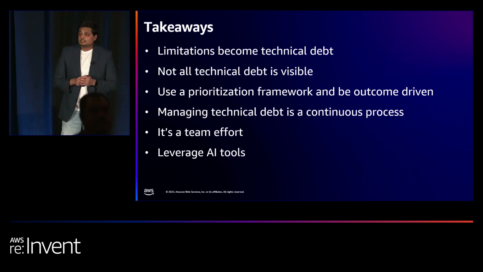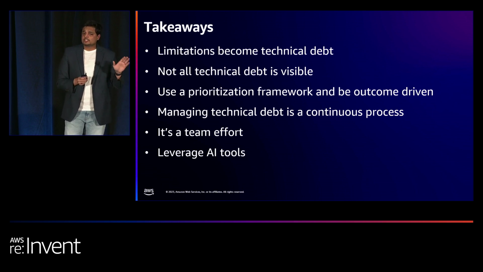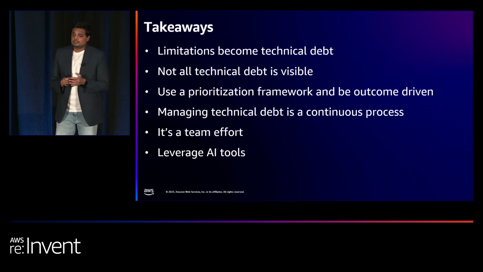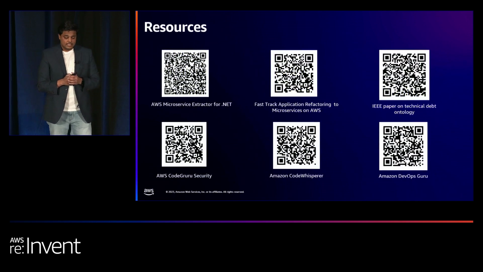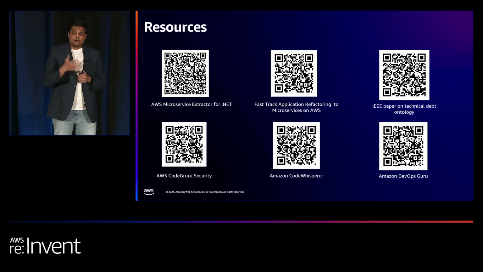And lastly, you can use some of these AI services that I talked about, such as Amazon Code Whisperer, Code Guru Security, to reduce that additional overhead on your teams and boost their productivity, their happiness on reducing the technical debt. Here are some resources for you to dive deep into later on, on the topics that we talked about earlier.